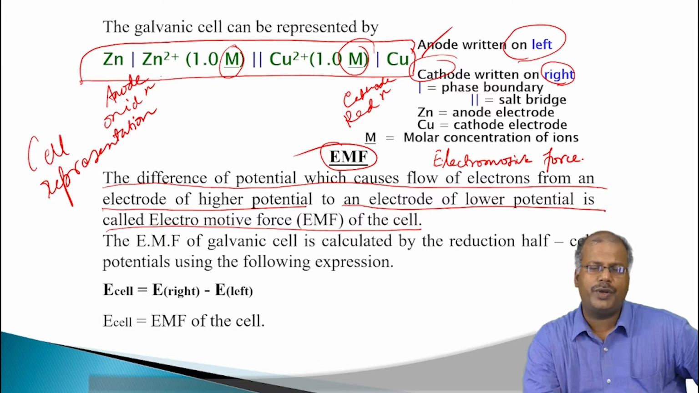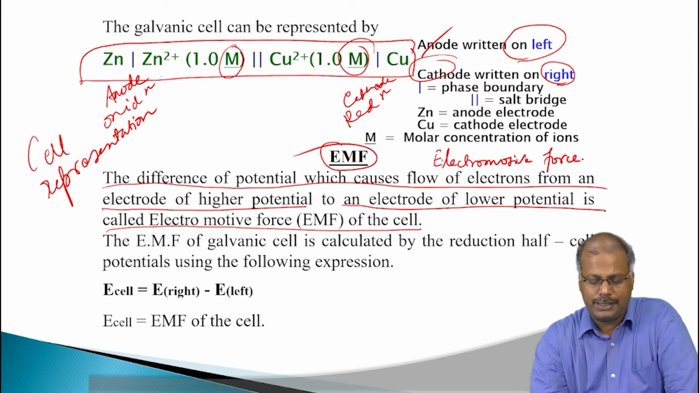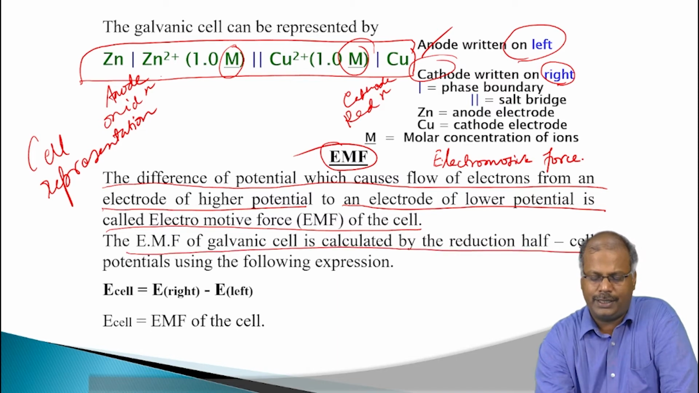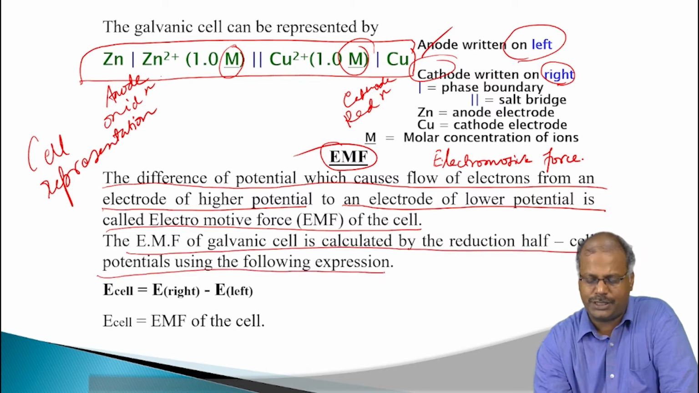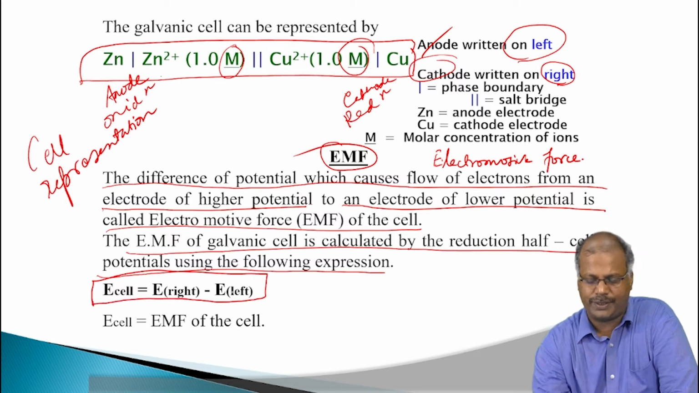So due to this, a potential difference is developed in the cell. That is what we call EMF or electromotive force of an electrochemical cell. The EMF of a galvanic cell is calculated by reduction cell potentials using the following expression: E cell is equal to E of right minus E of left.